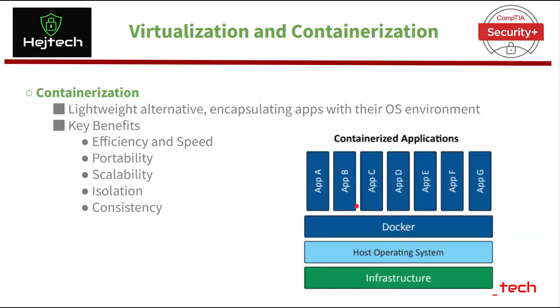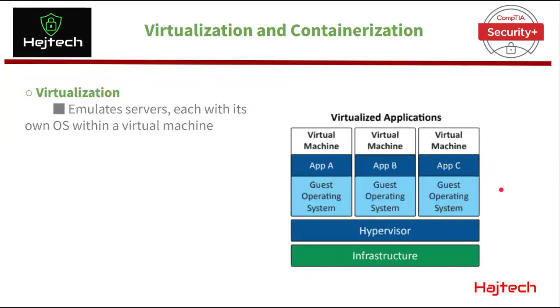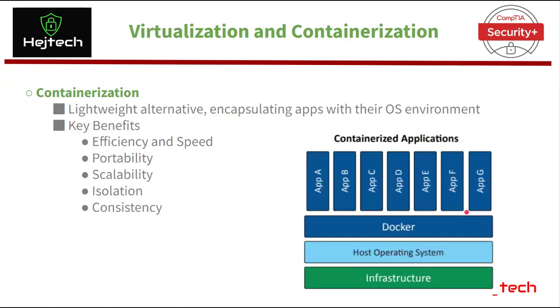As for containerization, there is only one operating system, the host operating system, which just runs applications A, B, C, D, G. Notice the difference: here any virtual machine has its own operating system, which could be Windows, Linux and so on. Here there is only one operating system. The benefits are efficiency and speed, portability, scalability, isolation and consistency.